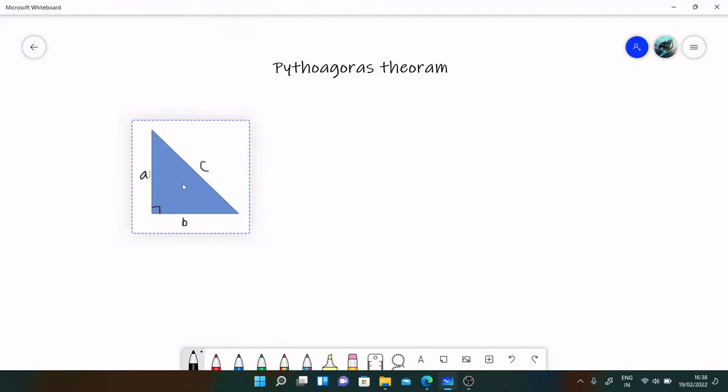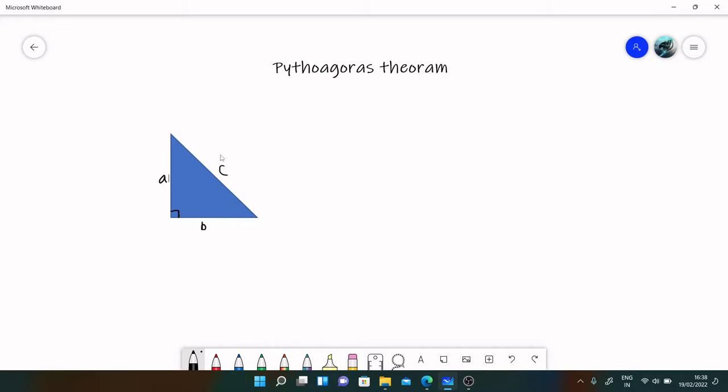This is how a right-angled triangle looks. The side C here is called the hypotenuse. These two sides, A and B, are the legs. And this is a 90-degree angle. These types of triangles are called right-angled triangles because they have a 90-degree angle. A 90-degree angle is called a right angle, and because this 90-degree angle is present in this triangle, they call these triangles right-angled triangles.